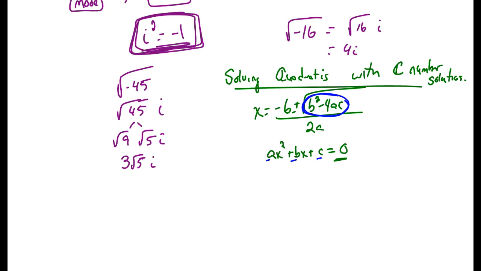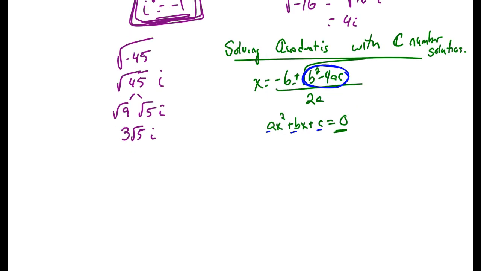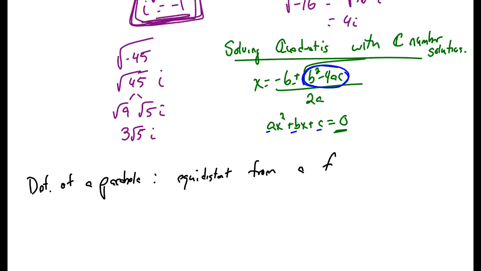At the end of Unit 3, actually in the beginning of it, we talked about the definition of a parabola, where we defined a parabola as the set of points equidistant from a focus, which is a point, and a directrix, which is a line.